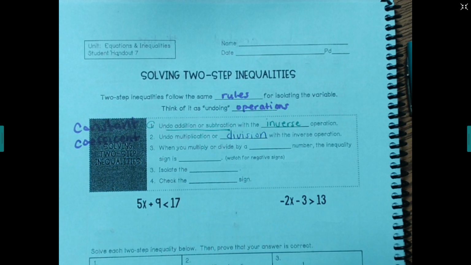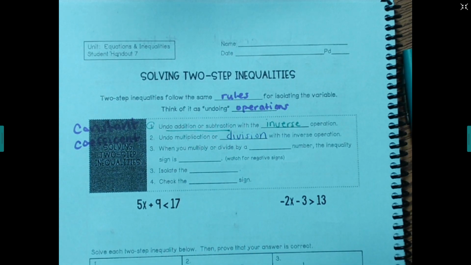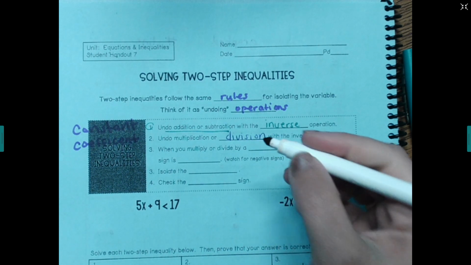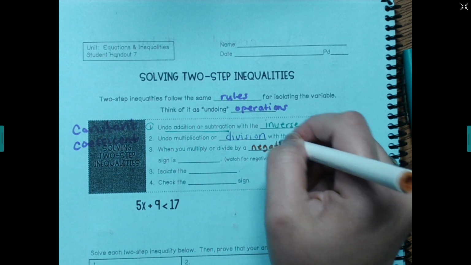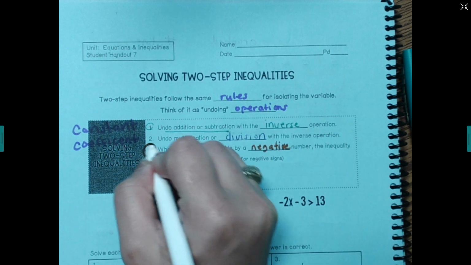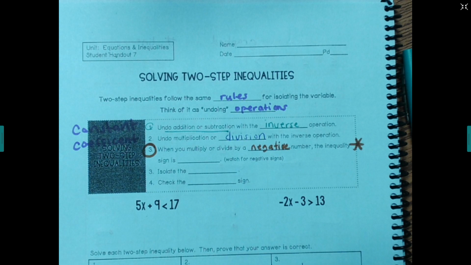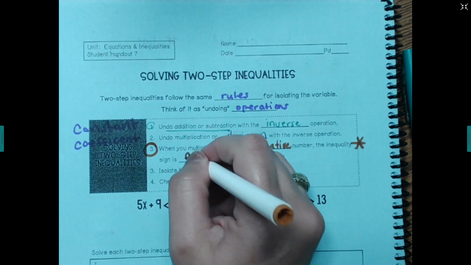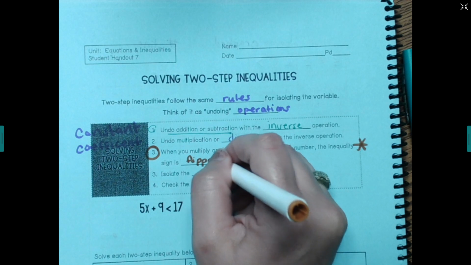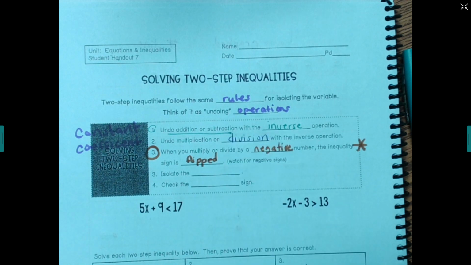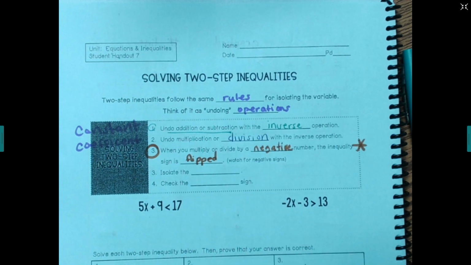When you multiply or divide, this is the new part. When you multiply or divide by a negative number, so this is a new step, make sure you pay close attention. If you multiply or divide by a negative number, your inequality sign gets flipped. Be careful for those negative signs.